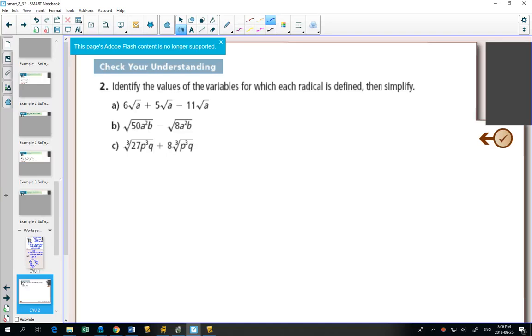Example 2 starts off by asking to identify the values for where each radical is defined. So again, that's where things are possible or not, and then simplify. So again, what I did in the previous section, we looked at positive values, negative values, and 0 to help us figure out where things are defined.